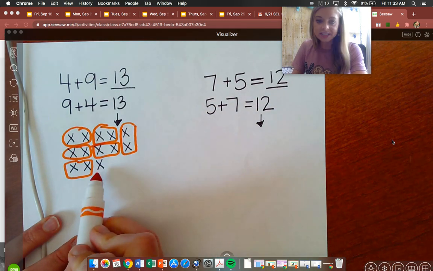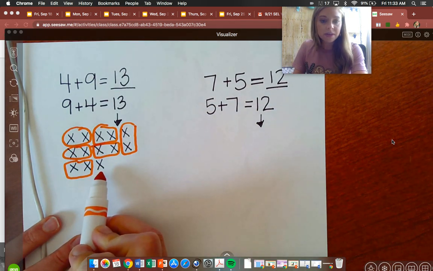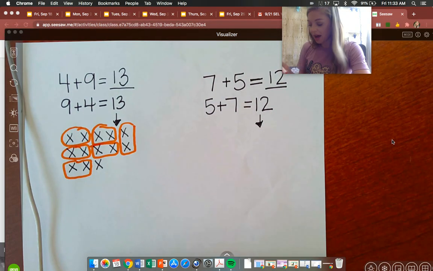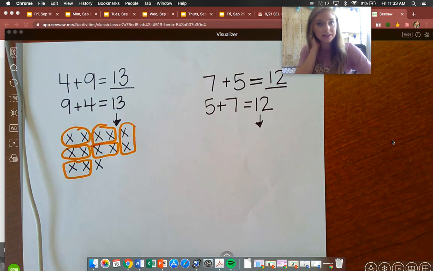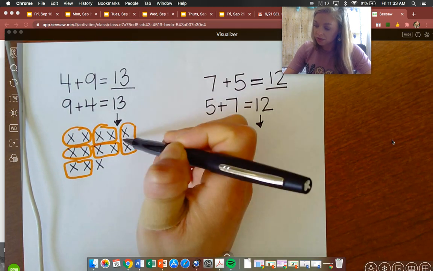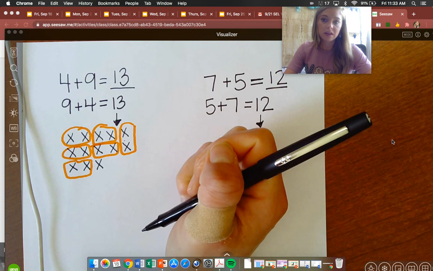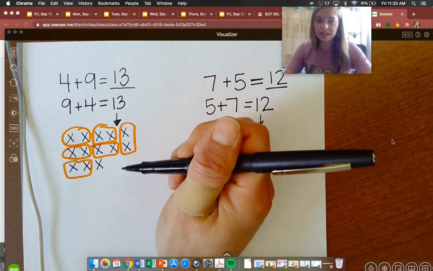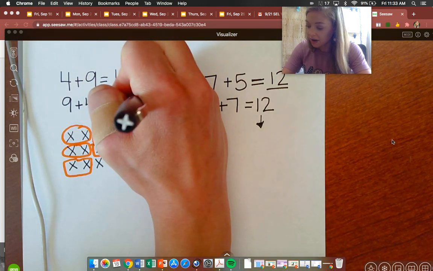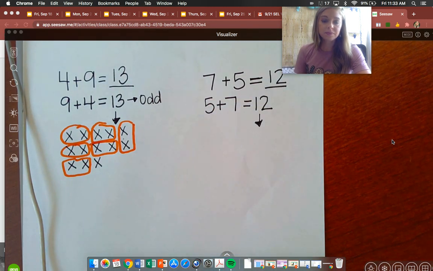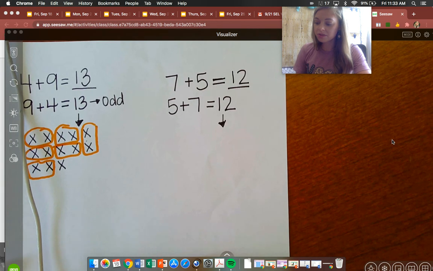I cannot pair this X up with a group of 2 because it's all by itself. We don't have another X to pair it with. So that means that you cannot equally split up 13 into groups of 2 because you have 1, 2, 3, 4, 5, 6 groups, but 1 X left over. So that means that 13 is an odd number. Let's go ahead and do number 12.